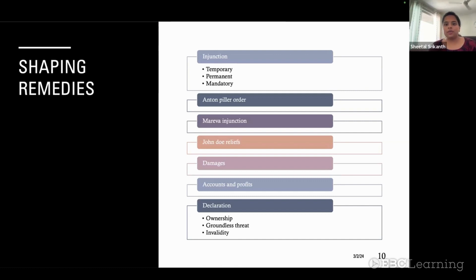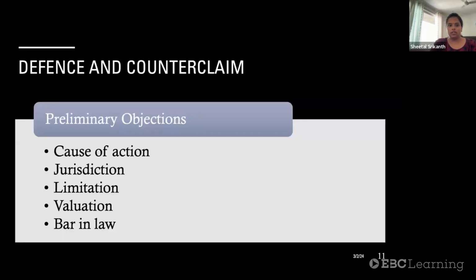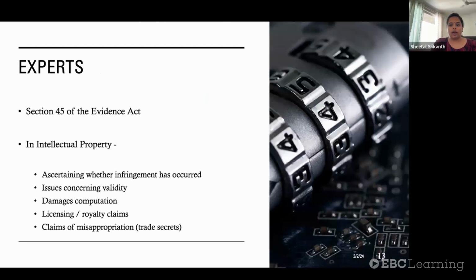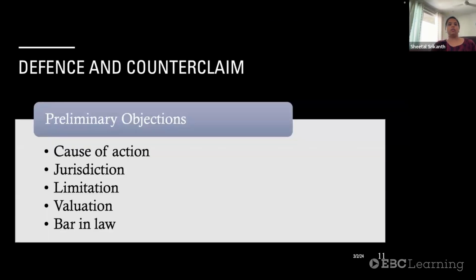So these reliefs should be specifically asked for, a declaration to be made to that effect, right? So these are all the reliefs available to you in an intellectual property dispute. Now we've come to the last leg, which is, once a plaint is filed, I'm going to talk about the litigation from the perspective of the defendant. What does the defendant do?